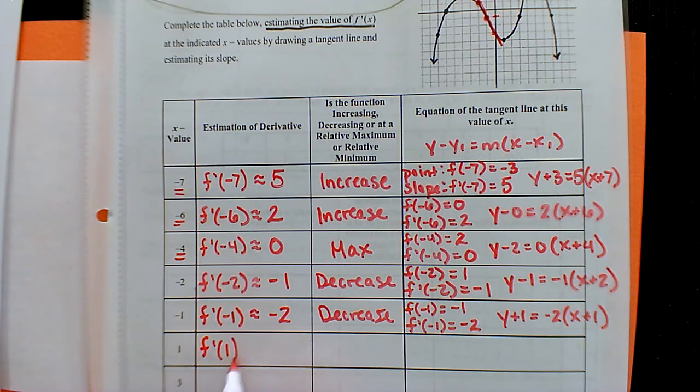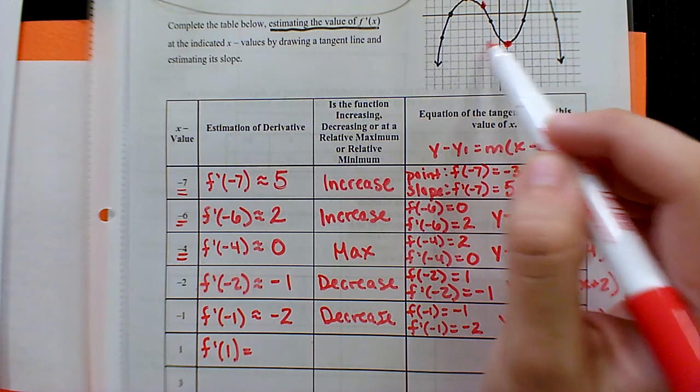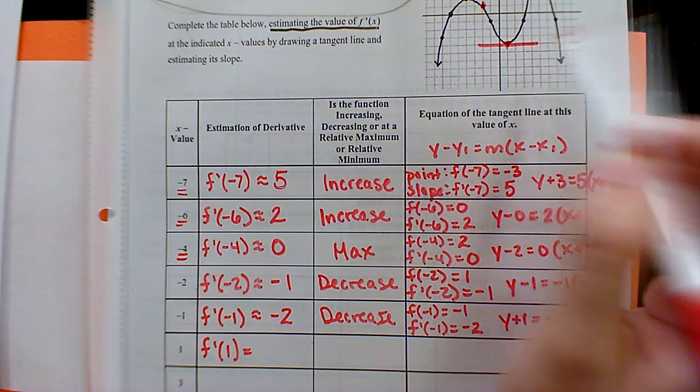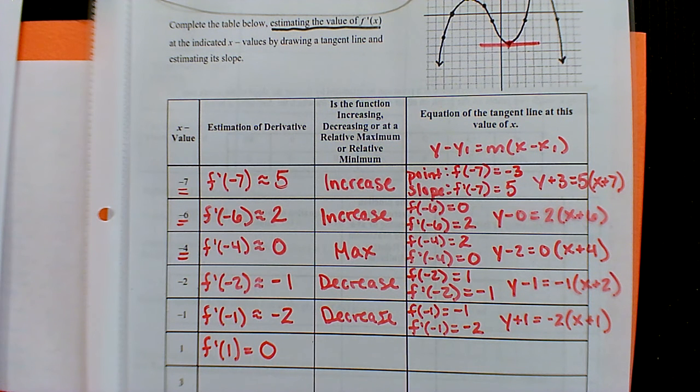Alright, next location, x value of 1. Draw a tangent line, only touching once. What's the slope of that flat line? That horizontal line? Yeah, 0. Increasing, decreasing, max or min? Yeah. Relative minimum. We have a minimum. Good.